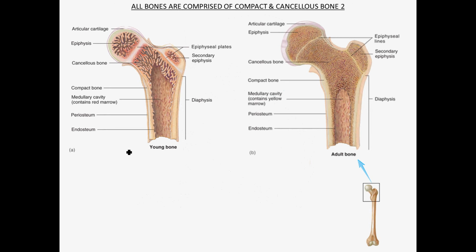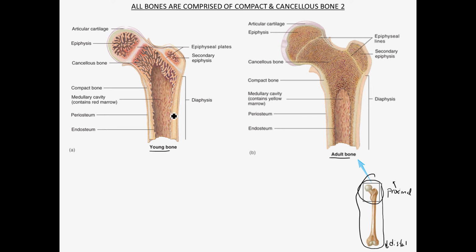So let's compare a young bone with an adult bone over here. Again, we're looking at a long bone as a representative, and we're just taking this proximal end of this bone, and this happens to be the femur. Remember that proximal is closer to the attachment of the body than the distal end, which is farther away from the attachment to the axial skeleton.